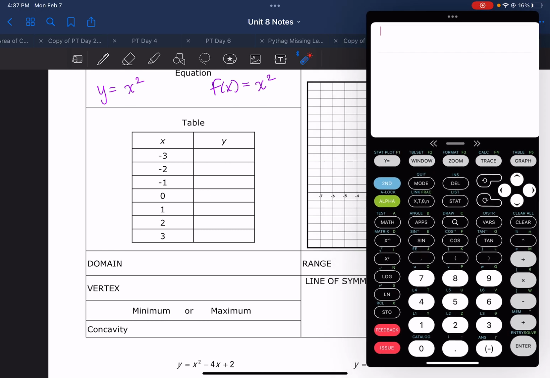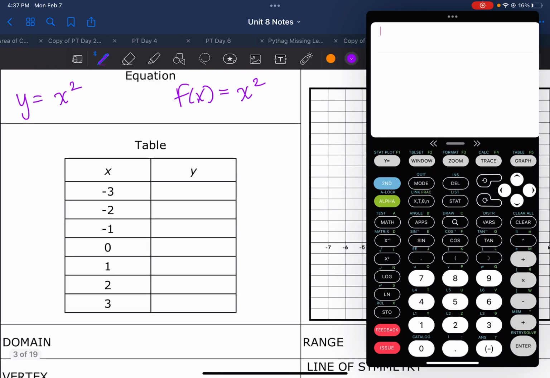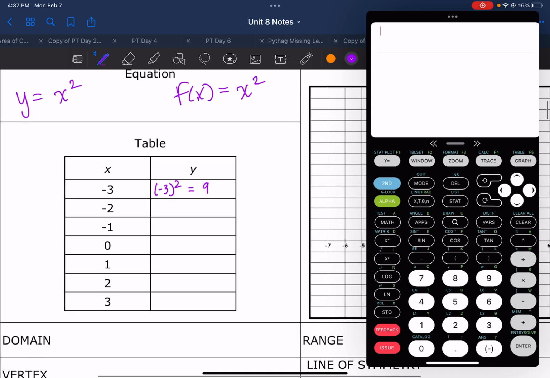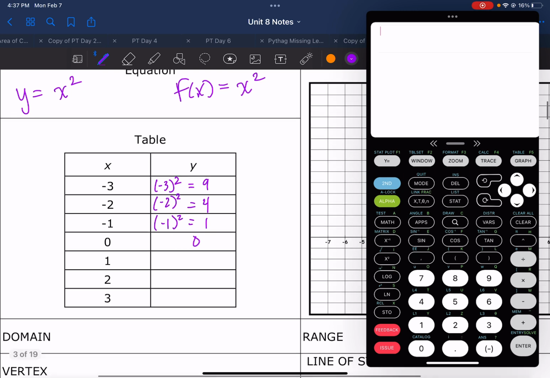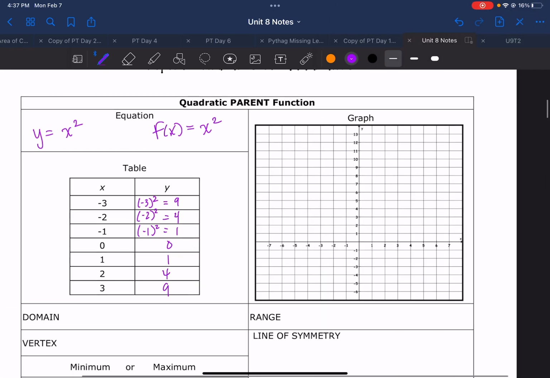So let's just think about this. It's x squared. So what would this look like if I plug this in? This would be -3 squared. But we know -3 squared is -3 times -3, which is 9, right? -2 squared, if I replace x with this, -2 times -2 is 4. -1 squared, remember, this is 1. This is just going to be 0. 1 is going to be 4, and this is going to be 9. I don't even need my calculator. So we got my table out.